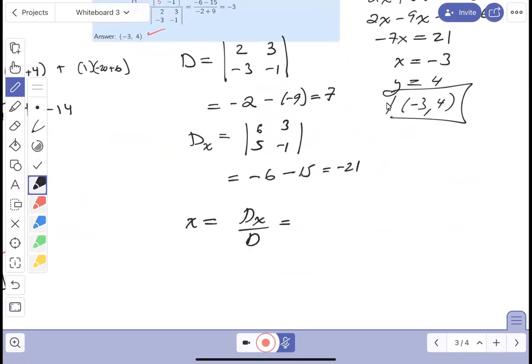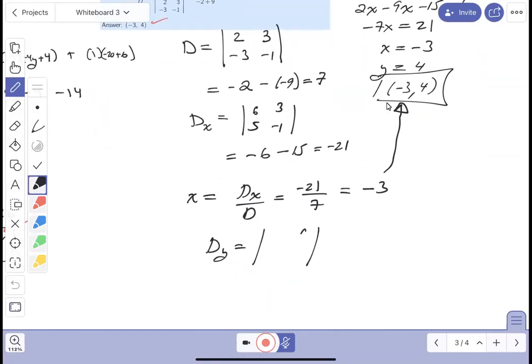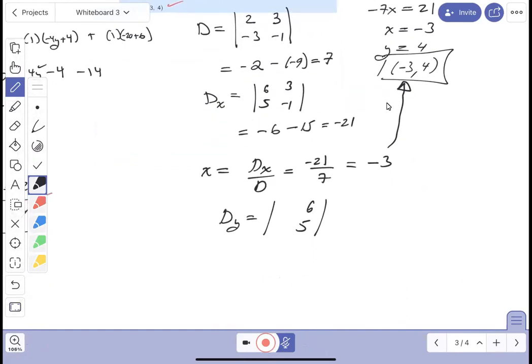What does that give you? Well, Dx is minus 21, and D is 7. What does that give you? Minus 3. Are we getting the same result? Yes, we are. Let's do the y. How do I do that? I put down Dy now. What's that going to be? The determinant. In the column of y's, what I put down is the constants 6, 5. And what goes in the x's? The coefficients, which are 2, minus 3. What's that determinant? I'll write it down for you.